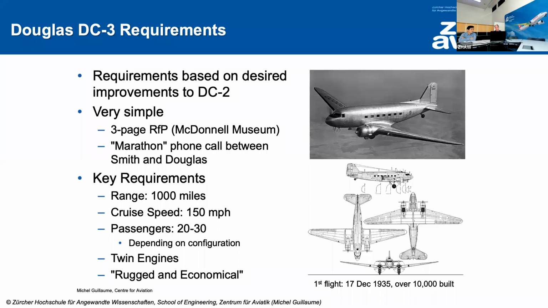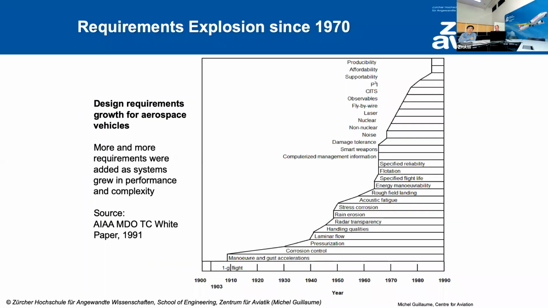I also want to remind you that the lift to drag ratio, which is a physical number, was already 14. Today, the max lift to drag ratio, which is an aerodynamic parameter, lies between 18 and 20 for our modern commercial airplanes. So requirements evolved dramatically since the 30s, even more since the 70s.